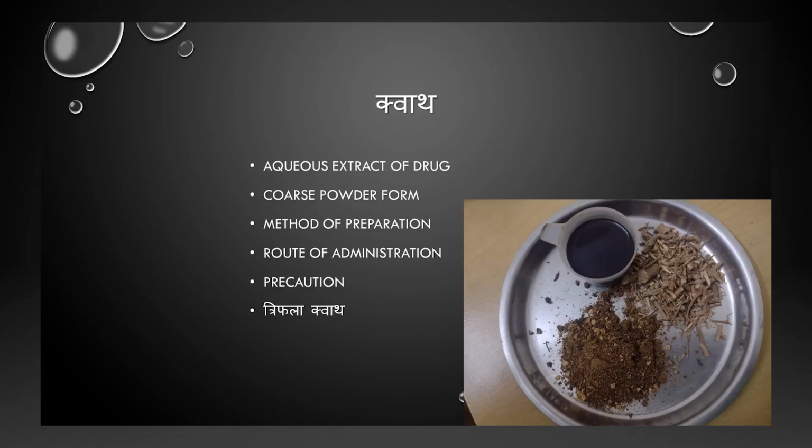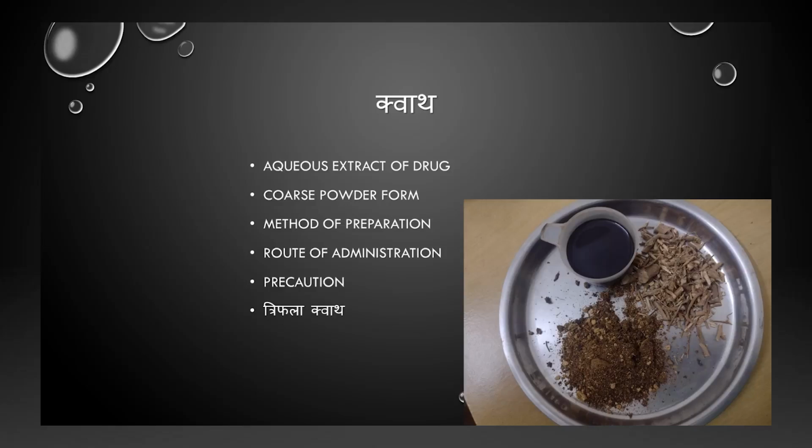Kwatha is third in the list, which means it is easy to digest as compared to Swarasa. While preparing the Kwatha, one must not cover the vessel, otherwise it becomes heavy to digest. Another precaution we have to take is that it should be boiled on mild heat only, otherwise the active principles will not get extracted in the aqueous matter.